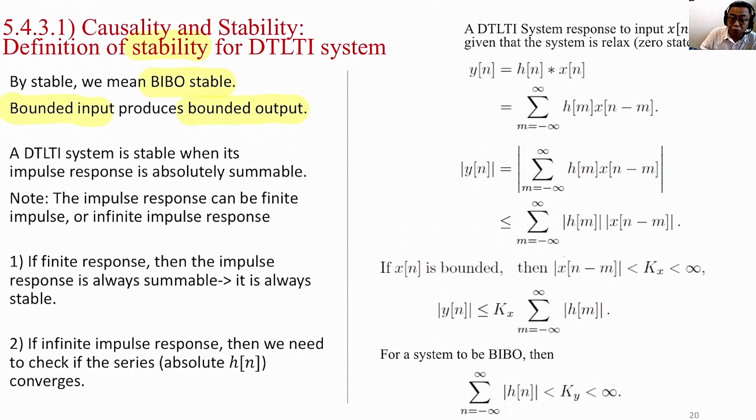In this slide, we'll show that a BIBO system is verified by checking its impulse response. If the impulse response is absolutely summable, then it will show that our system is BIBO. Let us see why this is so.